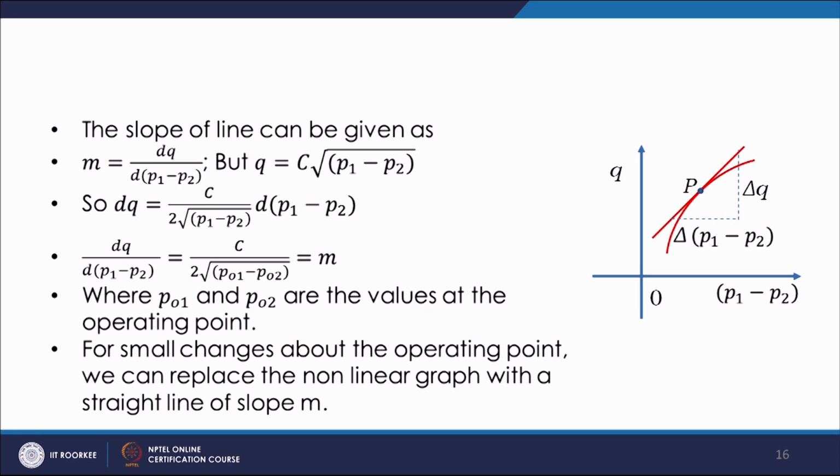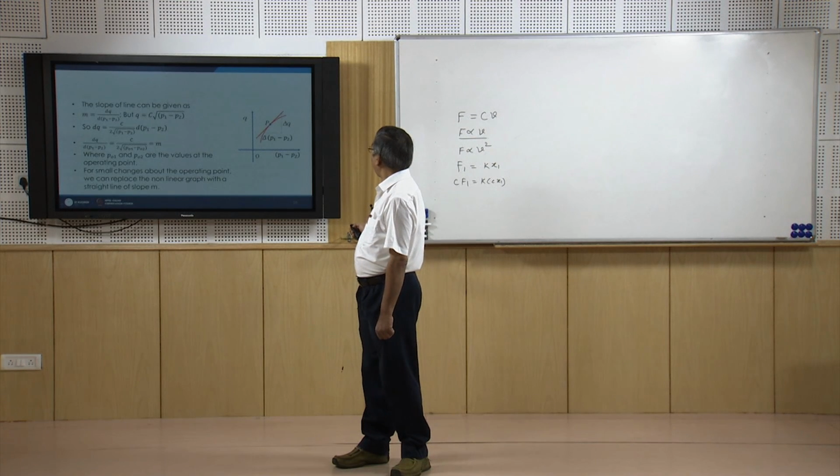under root P01 minus P02. Why P01? Because I am talking about this operating point. So, the slope is basically a constant C, which comes from here, and this value, and these are values at the operating point. Now, for small changes about the operating point, we can replace the nonlinear graph with a straight line of slope m. This is what we have done here.